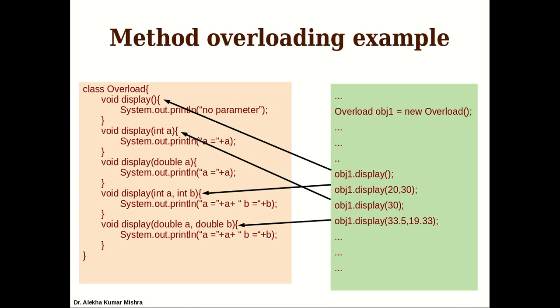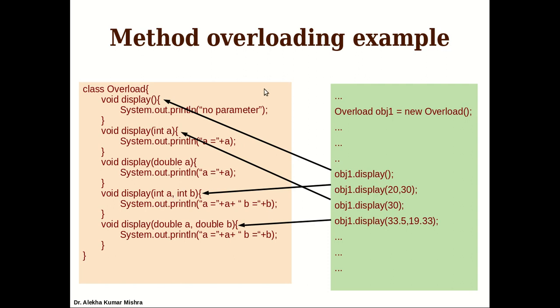So here is a simple example. We have taken a class Overload, and we have five versions of display. Here we can say that the display method has been overloaded. We are not doing any important work here, just a display, but we are distinguishing all of them by passing different parameters. They vary in the number of arguments as well as in the type of arguments.